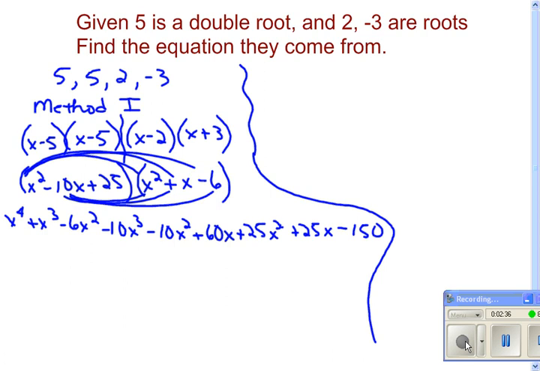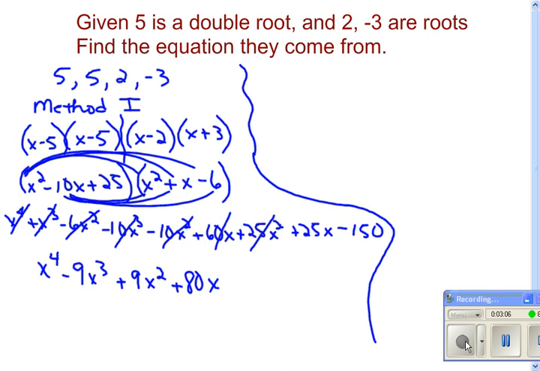And then combine the like terms. So you end up with x to the 4th, x to the 3rd minus 10x to the 3rd is negative 9x to the 3rd. Negative 6x squared minus 10x squared plus 25x squared would be 9x squared. 60x plus 25x is 85x, and then minus 150. That's the polynomial that those 4 roots come from. If you wanted to check that, you could go to a graphing calculator and put that polynomial in and make sure that it crosses the x-axis at those 4 places.